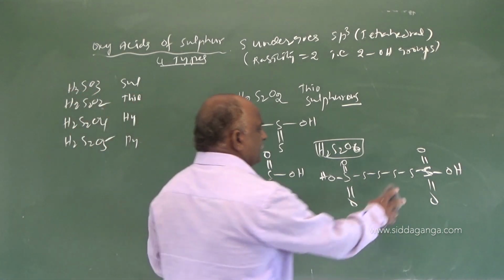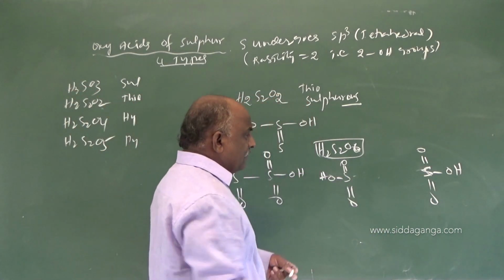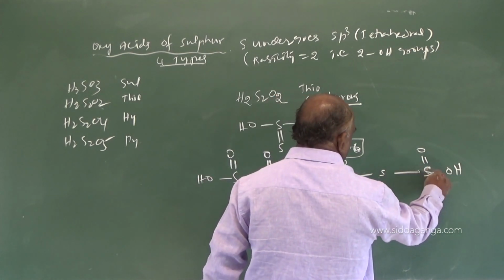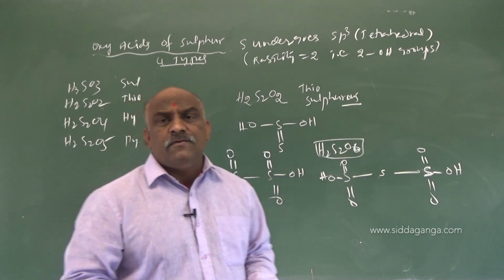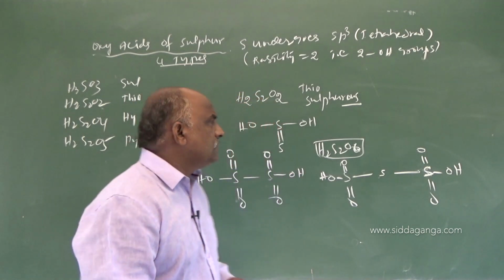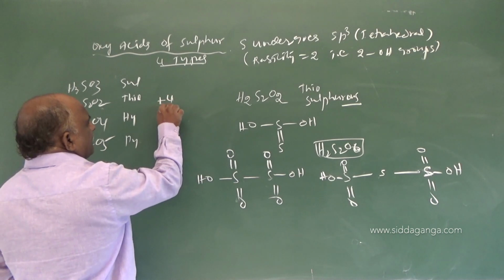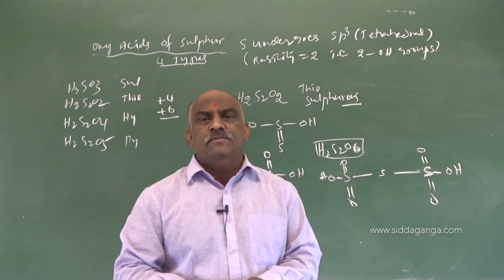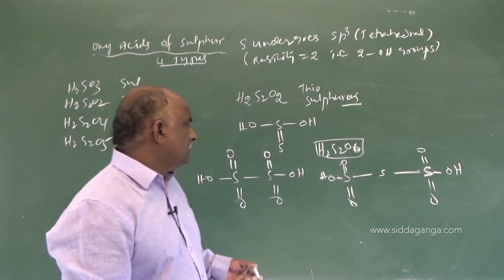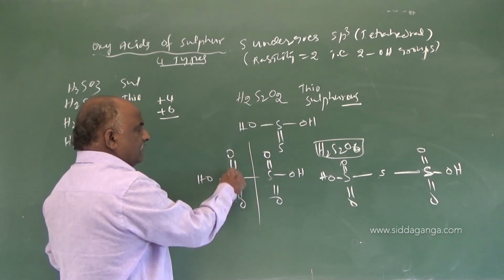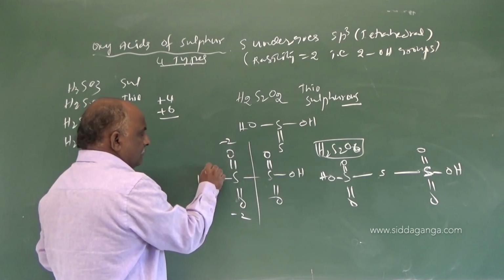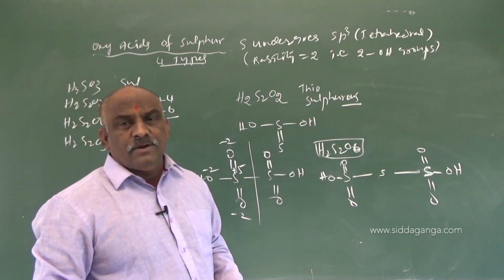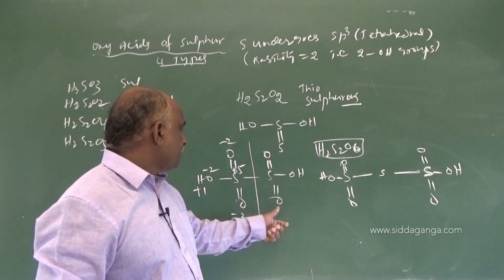Instead of that, you should erase all sulfurs and write one sulfur only, like this. In this type of oxyacids, sulfur undergoes an oxidation number of either +4 or +6. Remember this point, very, very important. Sulfur undergoes oxidation number either +4 or +6. So here, break this sulfur: oxygen -2, -2, +1. So it is +5.